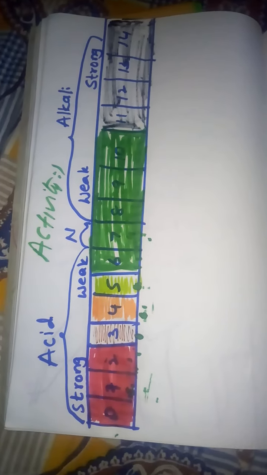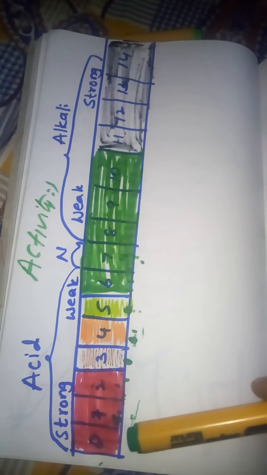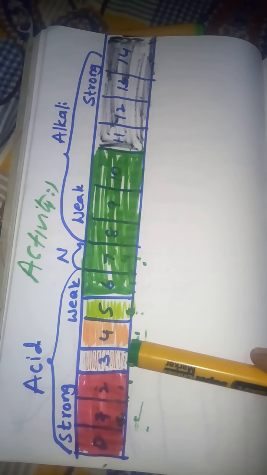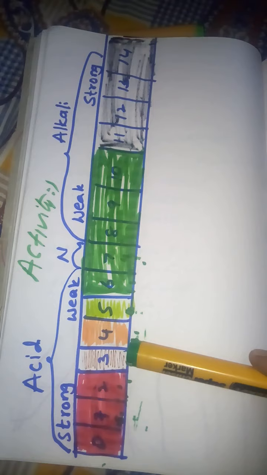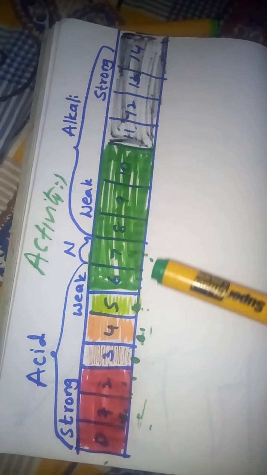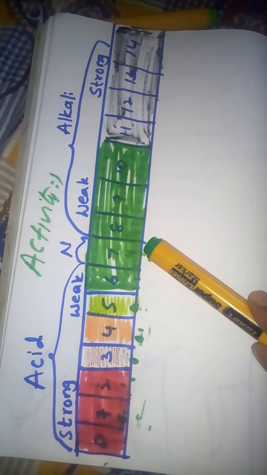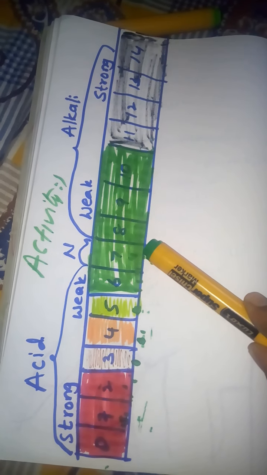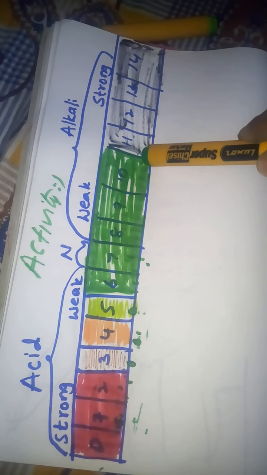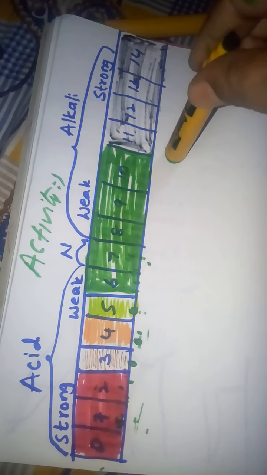Now observe the table. 0 to 3.5 is strong acid. 3.5 to 7 is weak acid. 7 is the neutral solution. Next, 7 to 10.5 is weak bases. 10.5 to 14 is the strong bases.